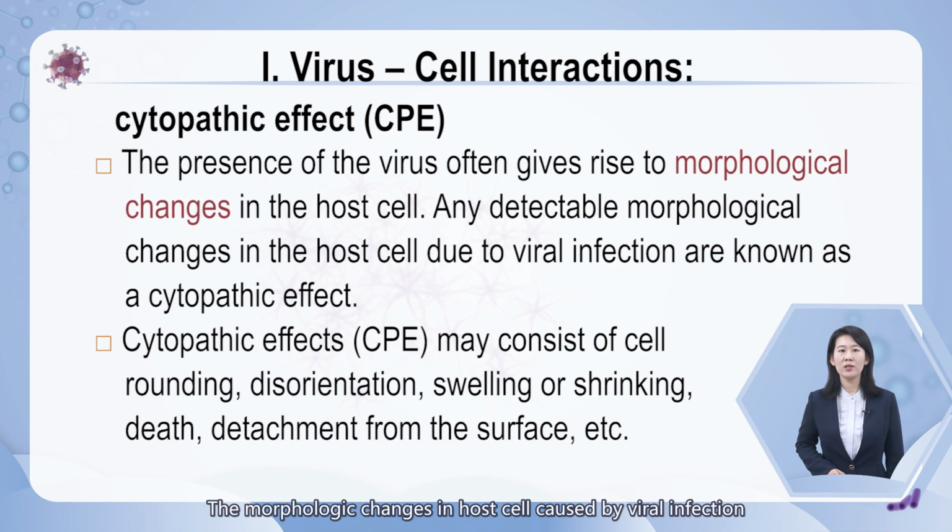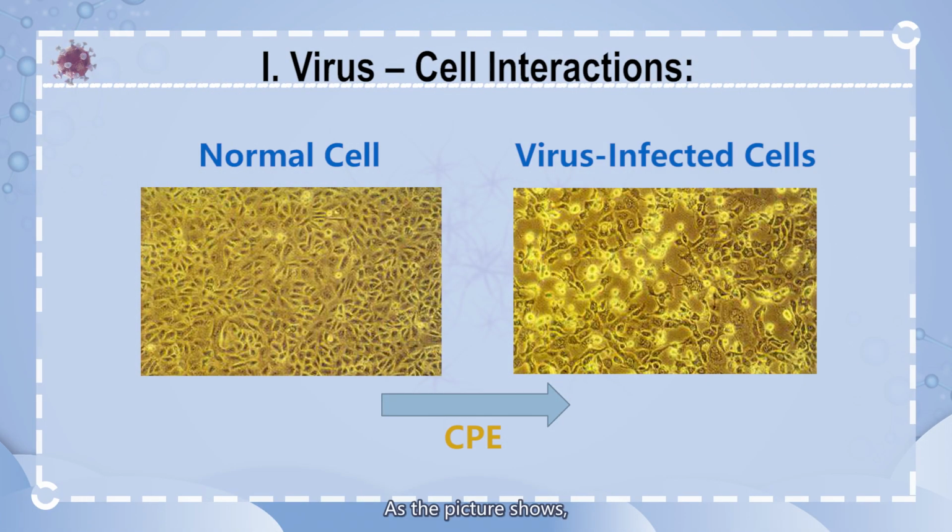The morphologic changes in host cell caused by viral infection are known as CPE, cytopathic effect, including cell swelling and rounding, loss of adherence, cell fusion, and cell lysis. As the picture shows, the left is normal cells and the right is the virus-infected cells. We can see the significant changes in the morphology of the cells. This kind of infection occurs mainly in naked viruses.